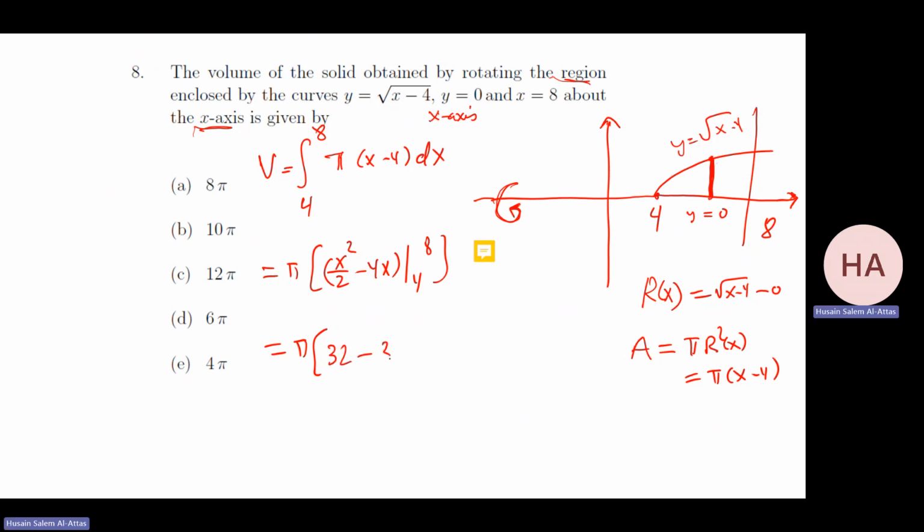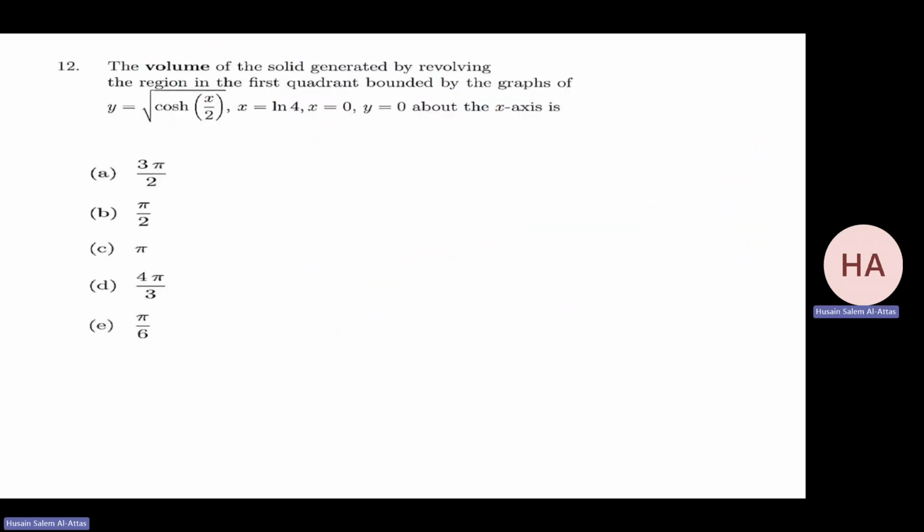8 times 4, this is 32 again, minus. Now at 4, 16 over 2, that will be 8 minus 16. So that is 0, this is 0. This is minus 8 minus minus, so that'll give me 8 pi. And that will be the answer. Okay, I'm trying to do that in detail.